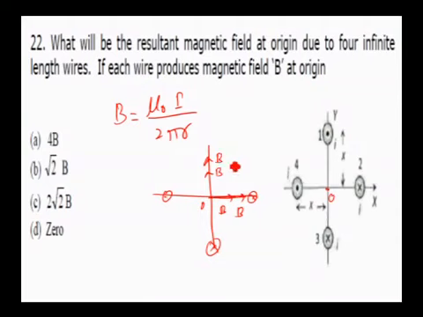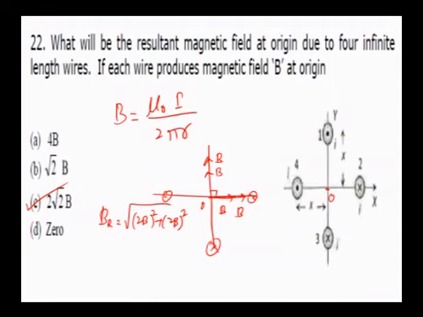So this resultant becomes 2B, this resultant is also 2B. So this angle is 90 degrees. So the final answer I can write, BR equals root of 2B square plus 2B square. If you find the resultant, you will get this as the third option. Hence, the resultant magnetic field at the origin, we can say it is 2 root 2B. So now we'll move to the next question.